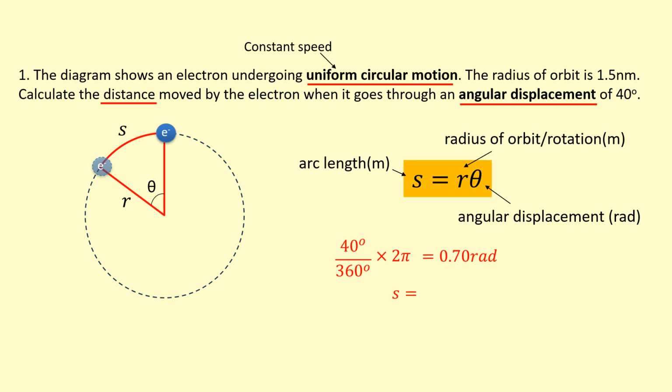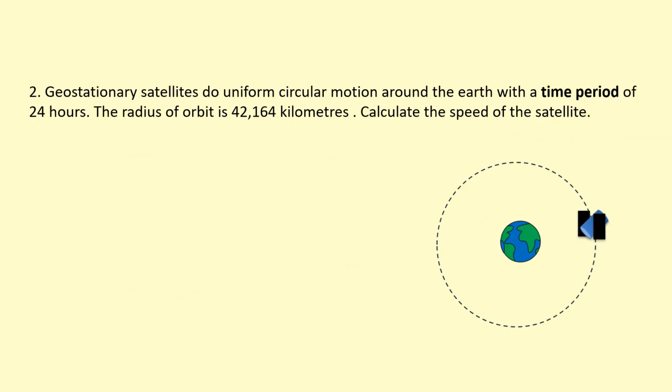And then we can do the displacement here, or sorry, the distance moved equals the radius, which I've turned into meters from nanometers, times the angle, and that gives us the distance moved, which is 1 times 10 to the power minus 9 meters.